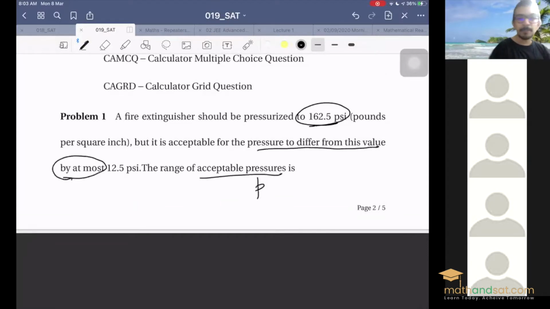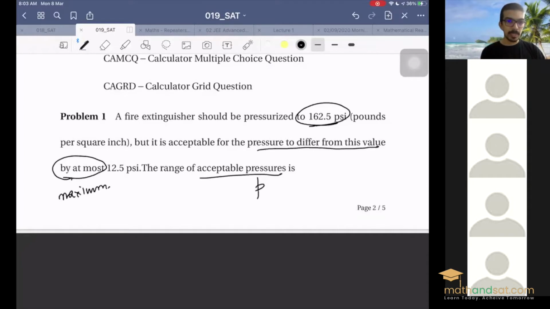What is the meaning of at most? At most means the maximum. So the question simply says the difference between the acceptable pressure and the ideal value of the pressure should be a maximum of 12.5. Is that clear? The maximum value of difference between these two quantities.